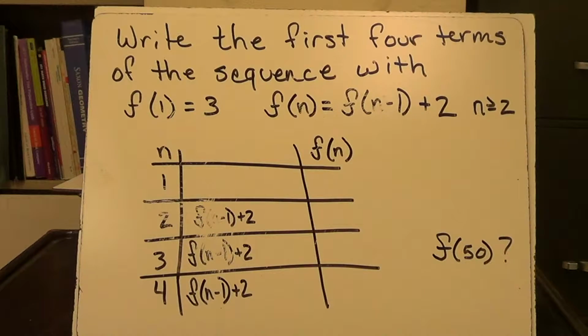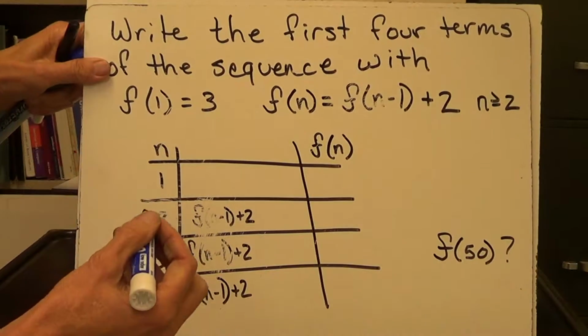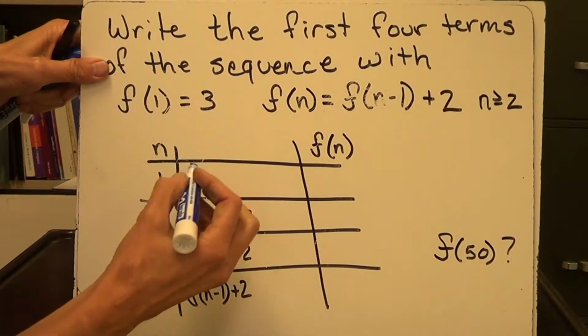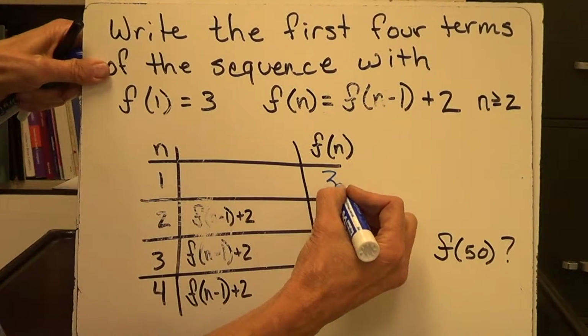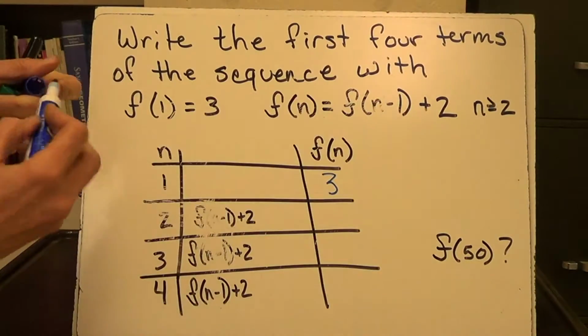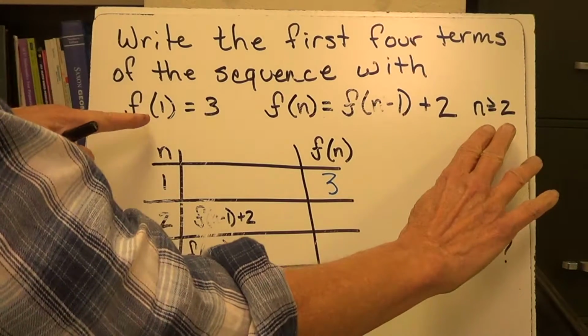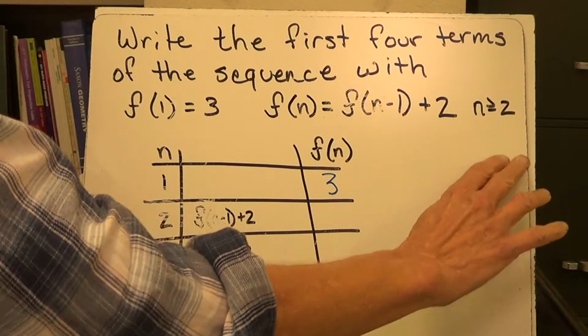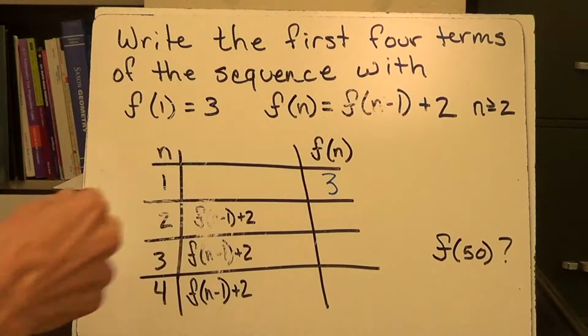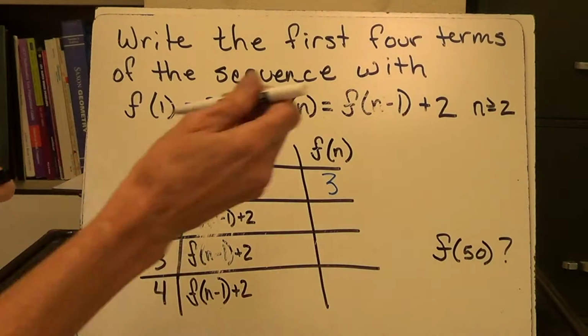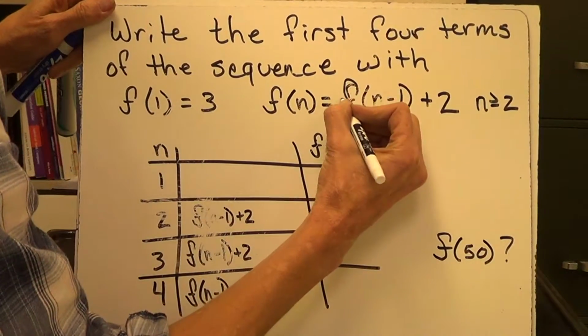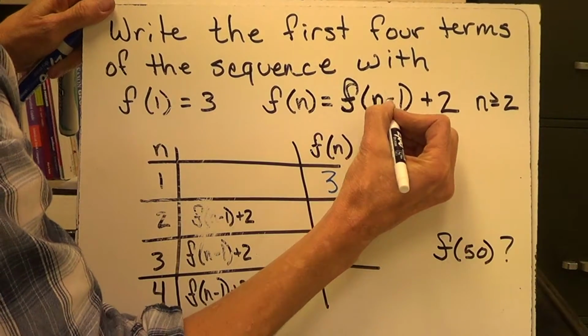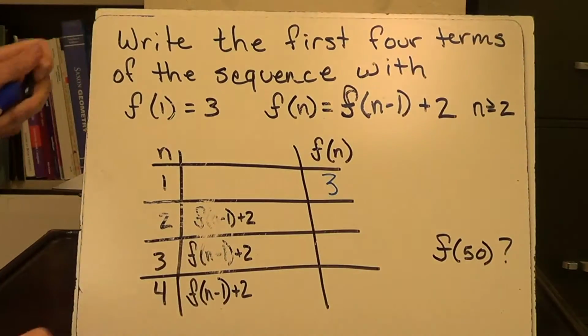Write the first 4 terms of the sequence with this function. Now this one is not an explicit formula, it is a recursive one. Watch how it recurs, how you have to depend on the one before it. First it says f of 1 is 3, so we know the first term is 3. Now look what happens with this formula. It says after the first position, from the second term on, you have to take your previous term, Fn minus 1, and add 2 to it.